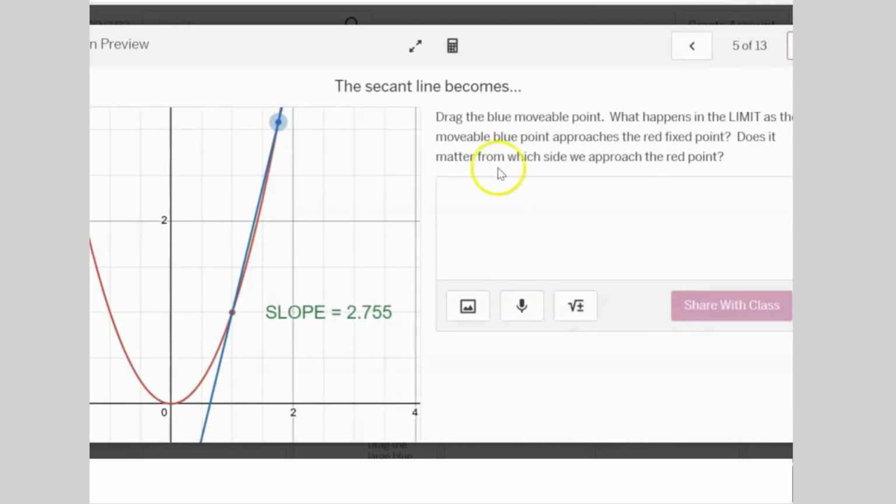If we change this into a slider, we can see that as we move that blue point down, the slope is getting closer and closer to the value of 2. It doesn't matter if we come from the left side or from the right side. So what's happening as we're moving that slider? That's changing the distance between the 2 points we were using for the secant line. That's getting closer and closer to 0. So we're actually applying a limit to that.